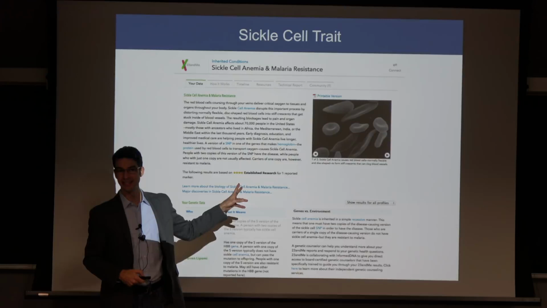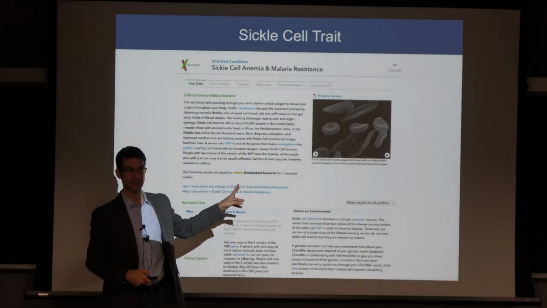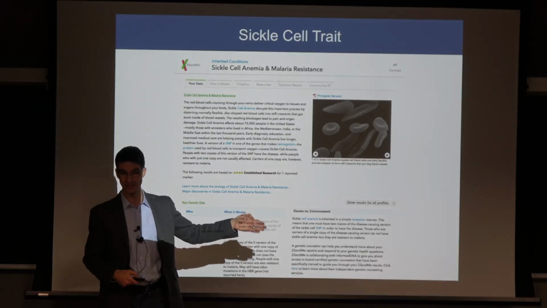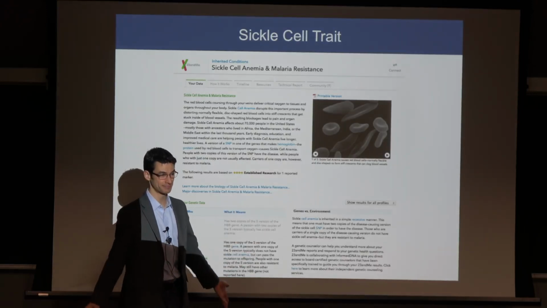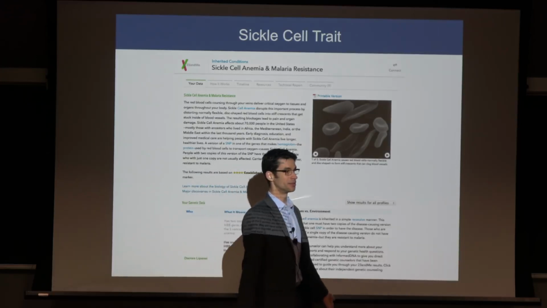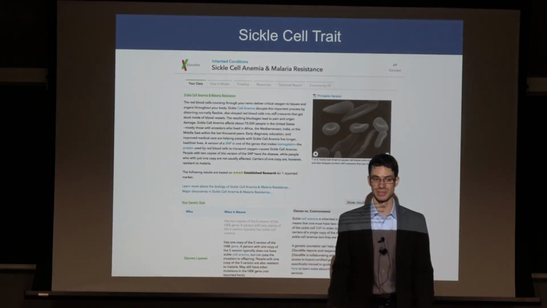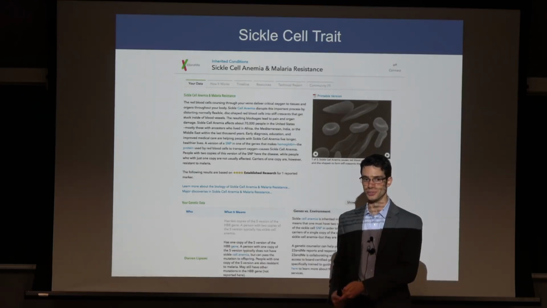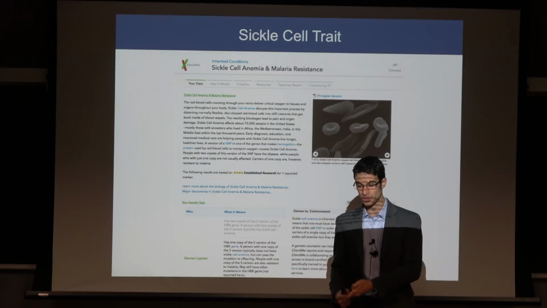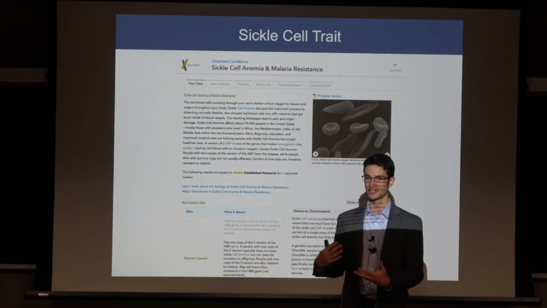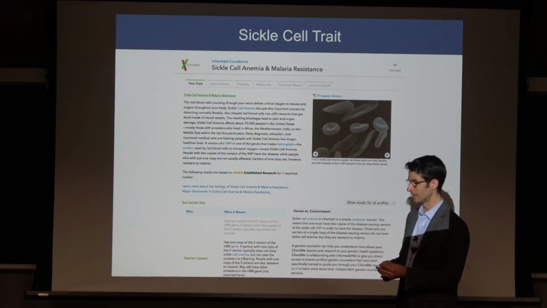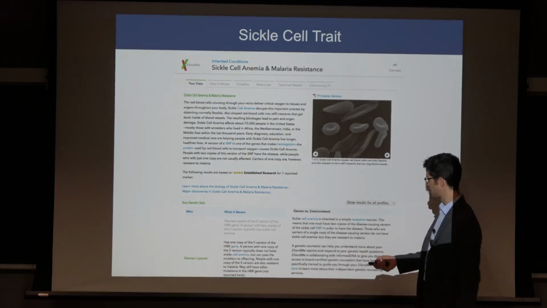Why did the sickle cell gene persist in the environment to begin with? Well, if you have just one copy of the sickle cell trait, it makes you resistant to malaria, and you're half as likely to contract malaria and 10 times less likely to die from malaria if you do contract it. So that's why the sickle cell trait is predominant in areas that are now or have historically been afflicted by malaria. So this is me.